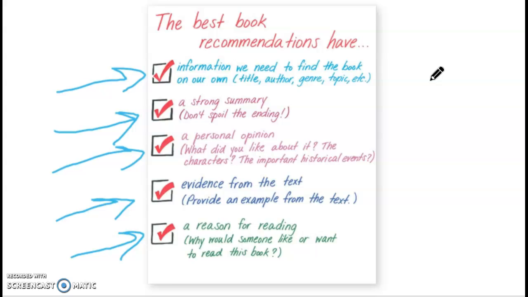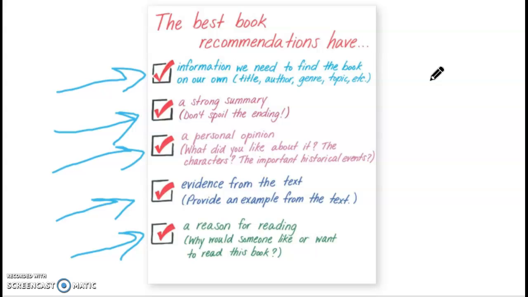I gave information, I gave the title and the author and the genre. I gave a summary, but I didn't tell you about the ending. I didn't tell you too many details. I told you what I liked about it. I gave you an example, and then I said why you might like to read it. Okay? Let me see if I can think of another one.